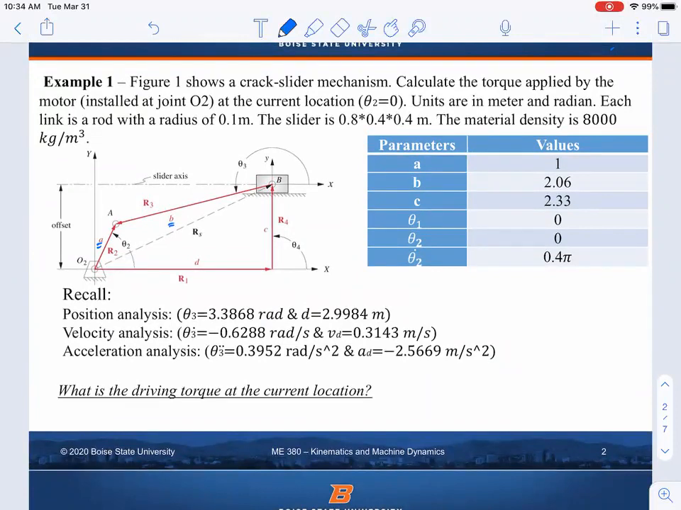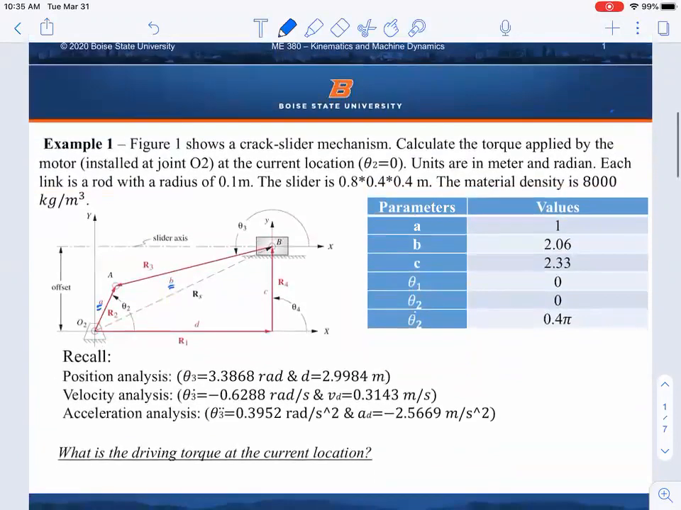We know the geometries of each link, and we know the density, so you can easily calculate the mass of each link. We know that the input bar is rotating counterclockwise at a constant speed of 0.4 pi radians per second. So the question is, how can we find the input torque? If there is a motor installed at joint O2, what should the input torque T be?